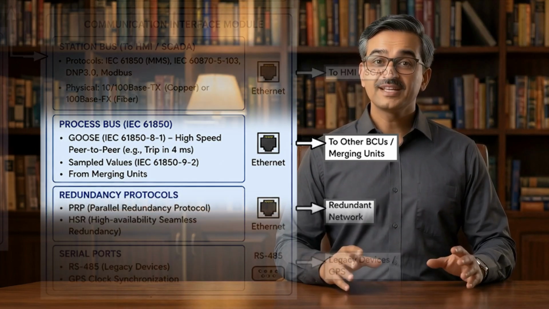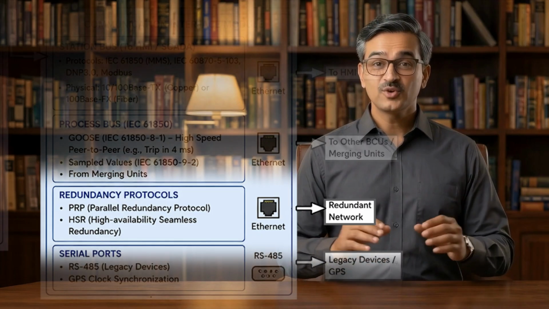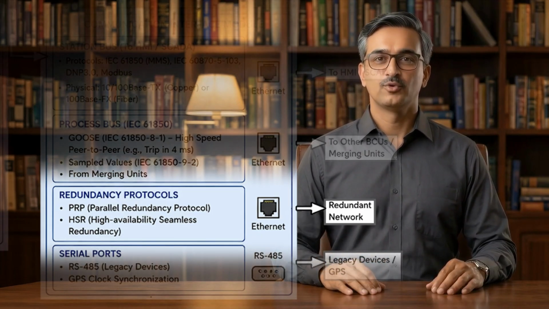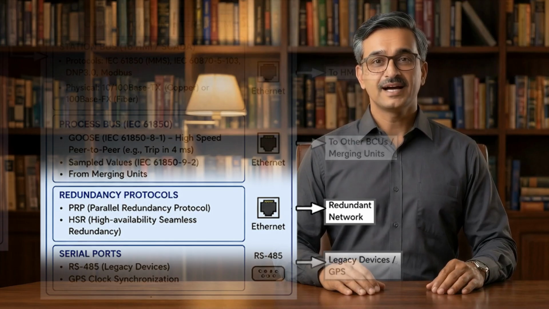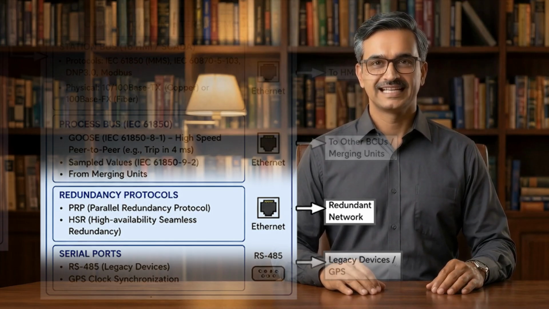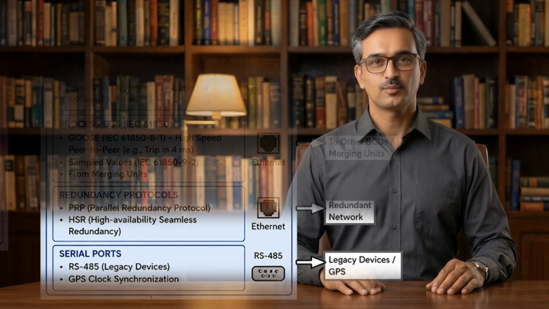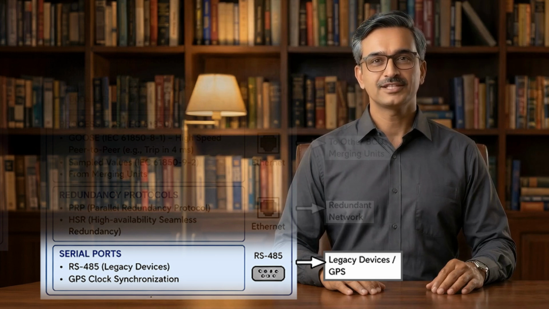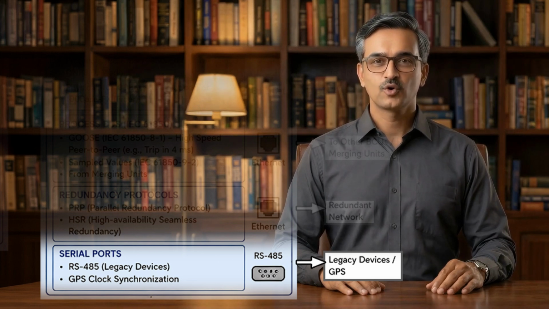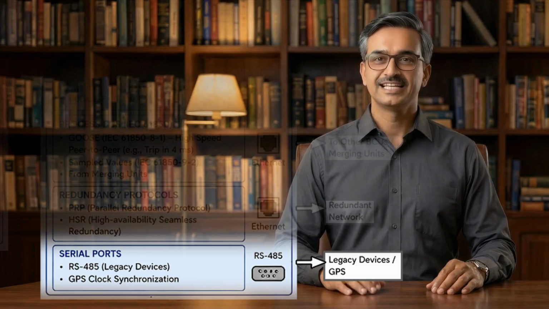Redundancy protocols. To ensure zero downtime, BCUs support redundancy standards like PRP, Parallel Redundancy Protocol, and HSR, High Availability Seamless Redundancy. Serial ports. Finally, RS485 ports are provided for legacy device integration or for GPS clock synchronization.